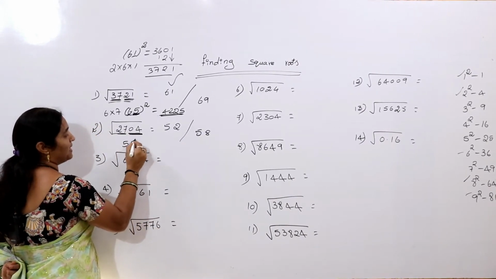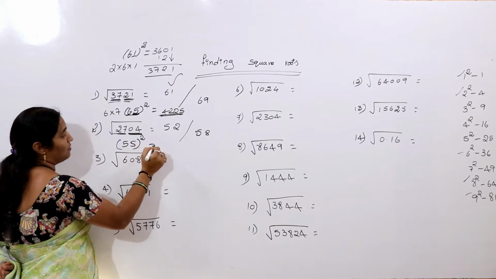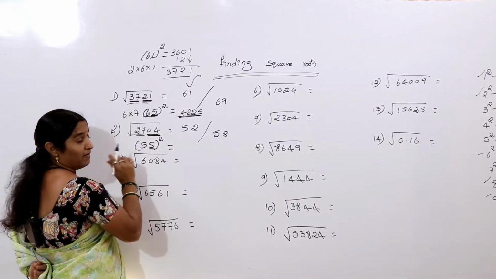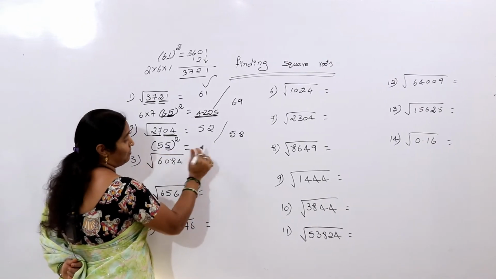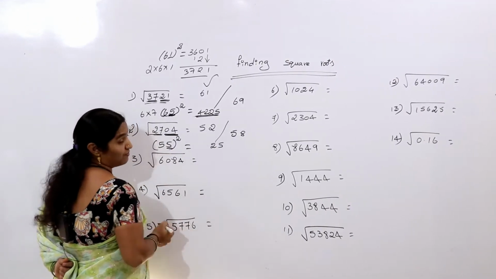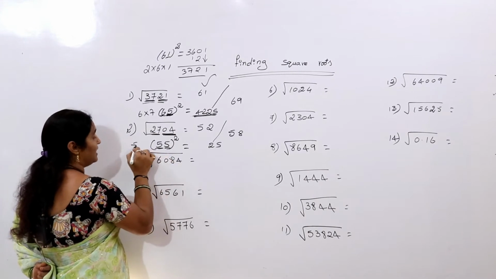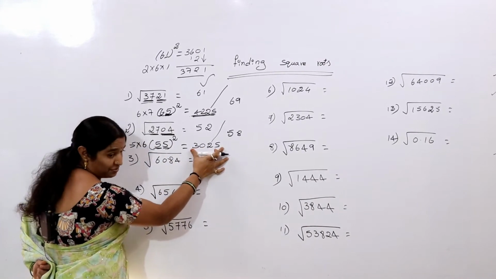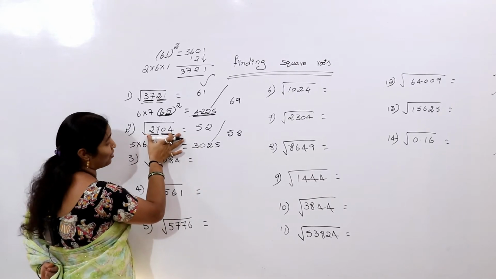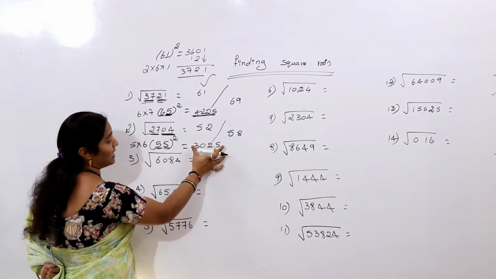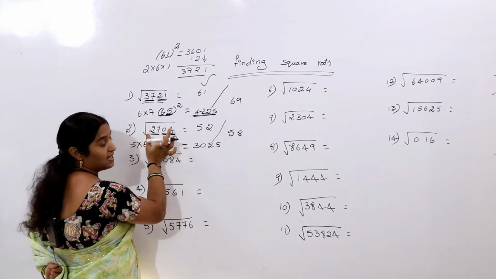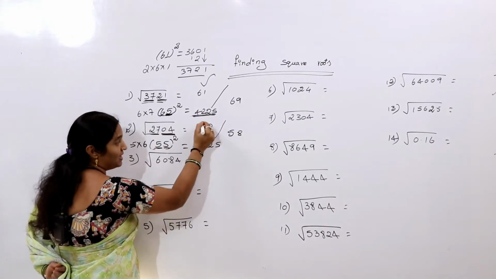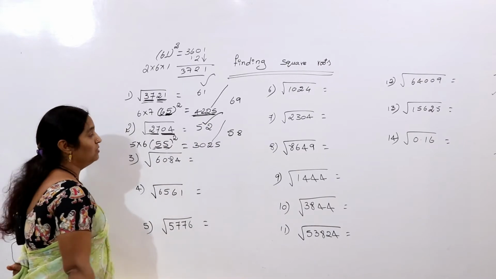Now we check for 55 square. Ending with 5 means the last two digits are 25. 5's consecutive is 6. 5 sixes are 30. Here we get 3025. But here we have 2704. Here we get a larger number when compared to this. So the square number must be less than 55, which means 52.